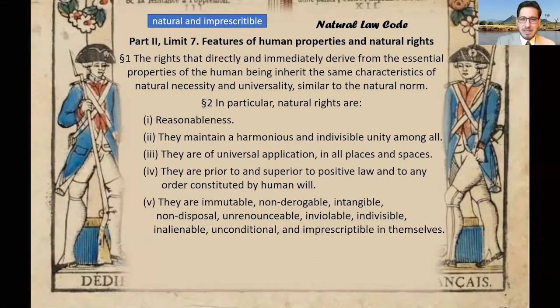We are seeing now the characteristics, the features of human rights, no? And, well, I don't know if you can read number 5 and tell me if you understand all the words. What is immutable? What is imprescriptible, unconditional? More or less, or intangible. Do you understand all of these words?